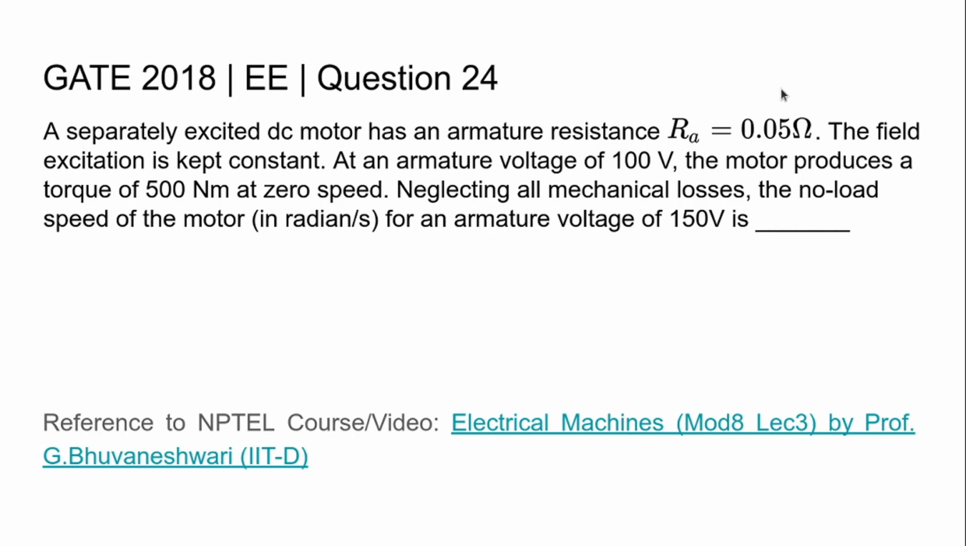Hello everyone. We are given a separately excited DC motor with an armature resistance Ra equals 0.05 ohms. The field excitation is kept constant. It is found that at an armature voltage of 100 volts, the motor produces a torque of 500 Newton meters at zero speed. Neglecting all mechanical losses, we are asked to find the no-load speed of the motor in radians per second for an armature voltage of 150 volts.